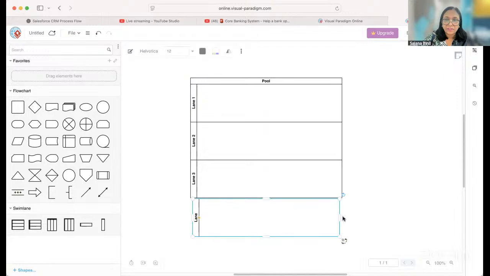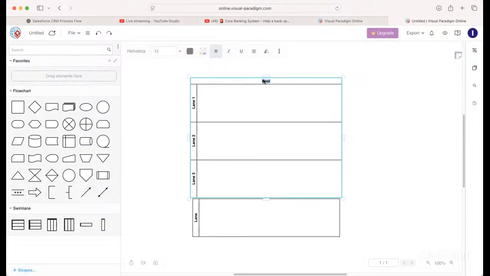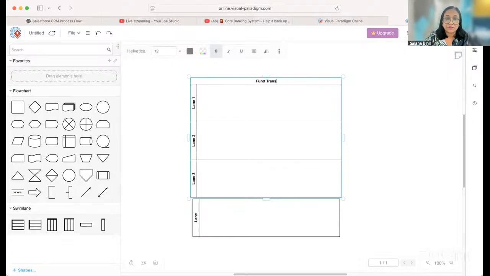Go ahead and draw it, guys. Don't keep watching my screen. I want each one of you to draw with me. Otherwise, you'll forget. And what do you want to title it? This is going to be your process model, so I will keep asking you for inputs. What is the title that you want to give? Fund transfer process. Okay, great. Fund transfer process.